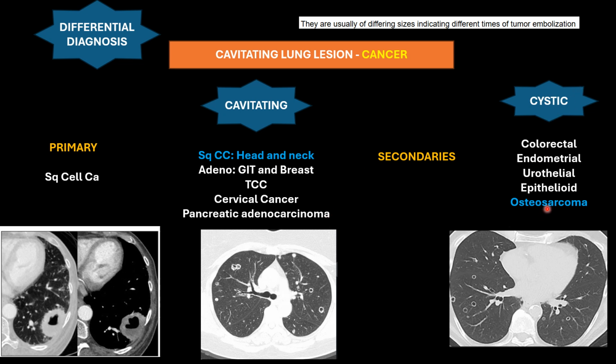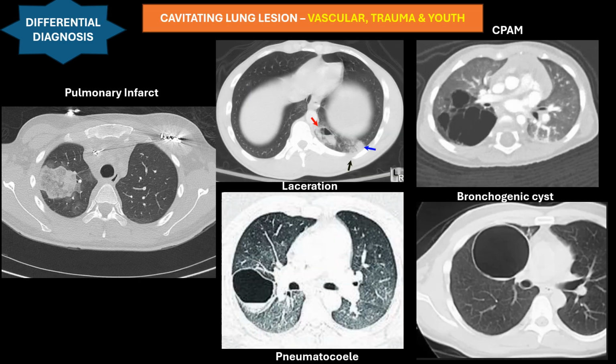For cystic metastasis, the most important thing that is usually asked in exams is osteosarcoma, in which there will be a cystic nodule which ruptures and the patient presents with pneumothorax. But a more common thing that we see in day-to-day practice is going to be colorectal malignancy, endometrial cancer, urothelial cancer, and epithelioid cancers.